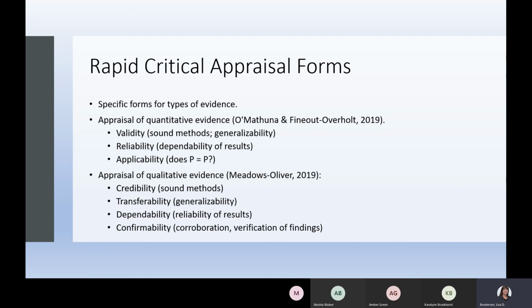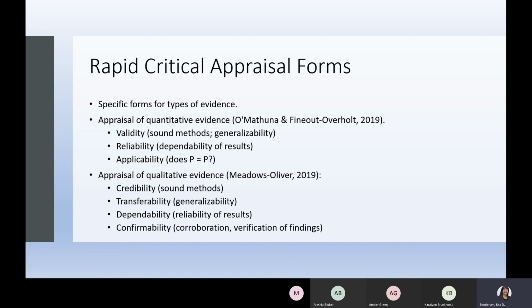It to some extent then refers to the validity of the evidence. Is it valid? Is it believable? And then transferability refers to whether or not the findings are meaningful to people in similar circumstances. So to some extent, transferability is like generalizability or the external validity of findings in a quantitative study. And then dependability refers to the reliability of the results.